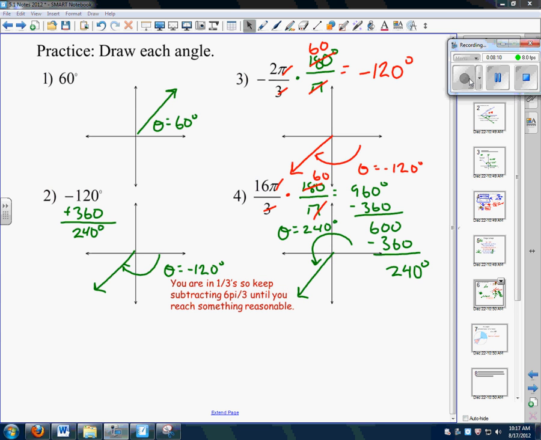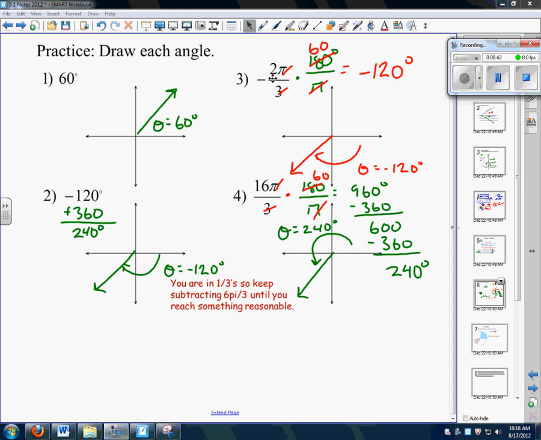Okay, 60 degrees, pretty straightforward in quadrant 1. You can just approximate where it should be. Now, -120. Now notice what I did here. You could start at the x-axis and count backwards 90 and then approximate 30. I added 360 to it and just graphed a positive angle. Really you can add or subtract multiples of 360 to help you out, as long as you're in degrees. So that's the same thing as positive 240. 240 and 120 add up to 360.